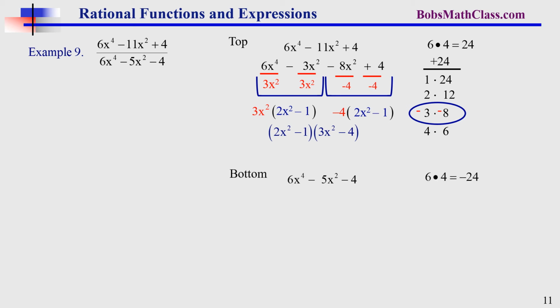6 times 4, still 24, negative this time. So it's still the same pairs. This time we want to find the pair that subtracts to be 5. Interesting, right? It's still going to be the 3 and 8. Yes, but this time they're going to be different signs. A positive 3 and a negative 8.